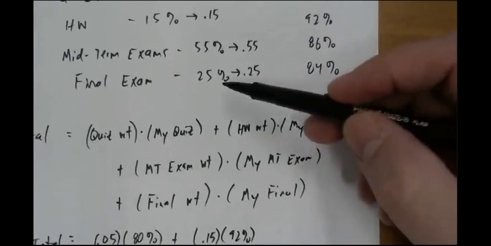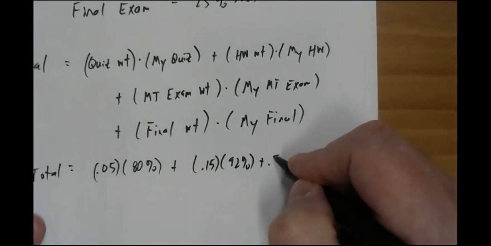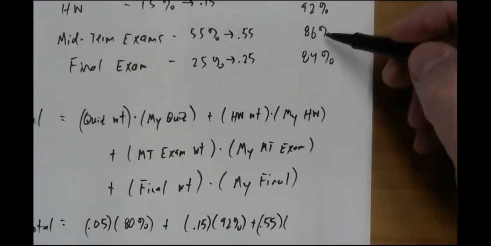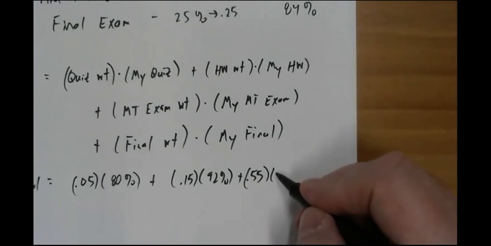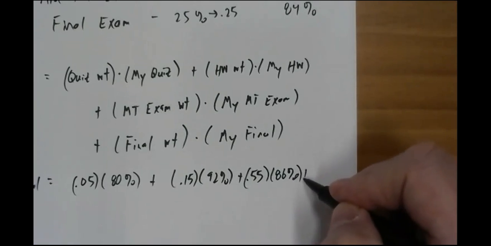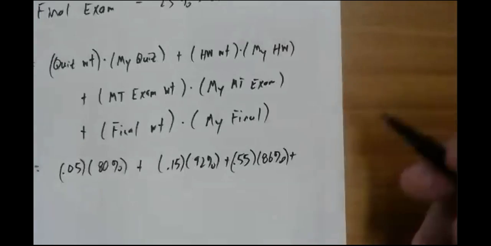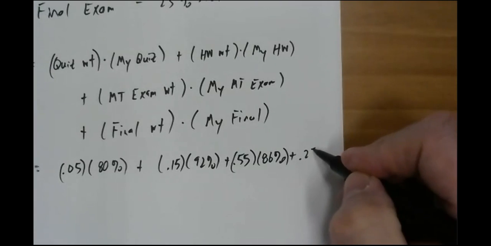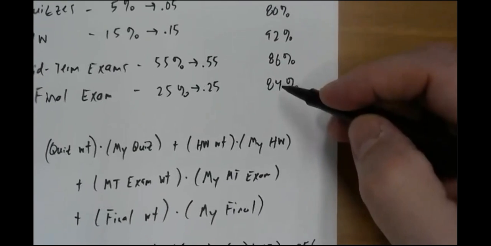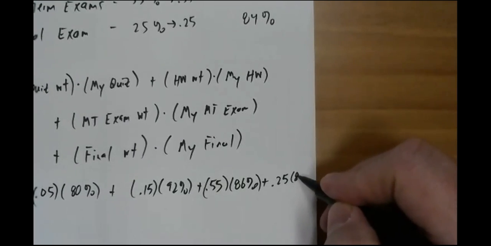Now, for the midterm, the weighting is 0.55, and my midterm score so far is 86%. And finally, if I could squeeze it in here, the final exam, the weighting's 0.25. And the score, my score so far, on the final exam, is 84%.